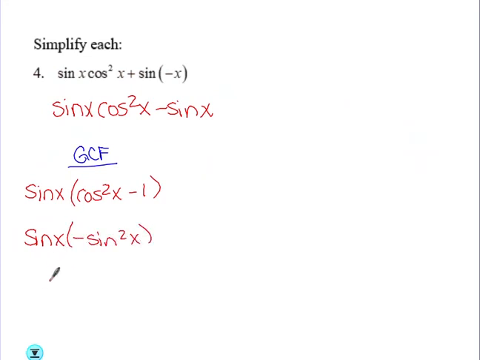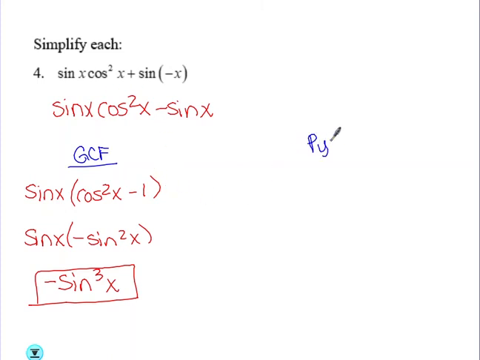And then we just multiply to get negative sine cubed x. If we go back here and you don't see that you can factor out a GCF, that's okay. You might see this cosine squared and think, let's do substitution.